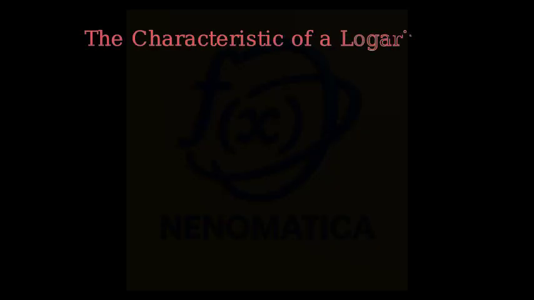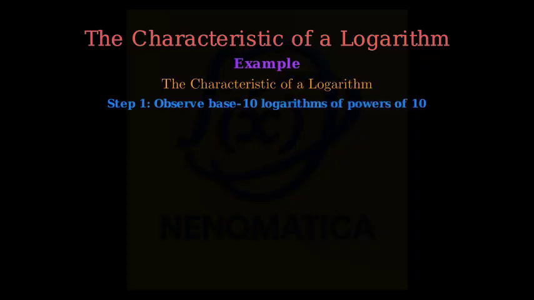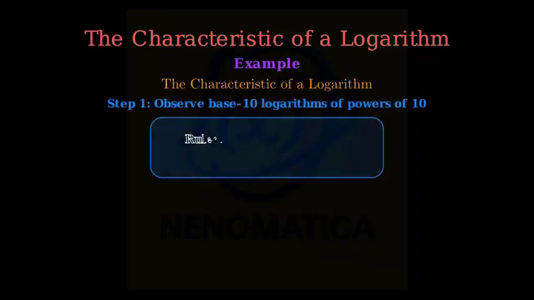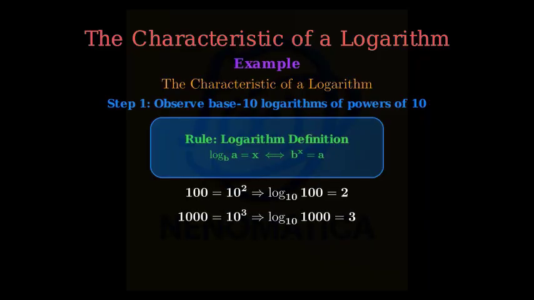Welcome! We will extract, structure, and teach the idea of the characteristic and mantissa of common logarithms, the characteristic of a logarithm. Step 1. Observe base 10 logarithms of powers of 10. We recall the rule for the definition of a logarithm. Now, pay attention to these two numbers. 100 equals 10 squared, therefore log of 100 equals 2, and 1000 equals 10 cubed, therefore log of 1000 equals 3.